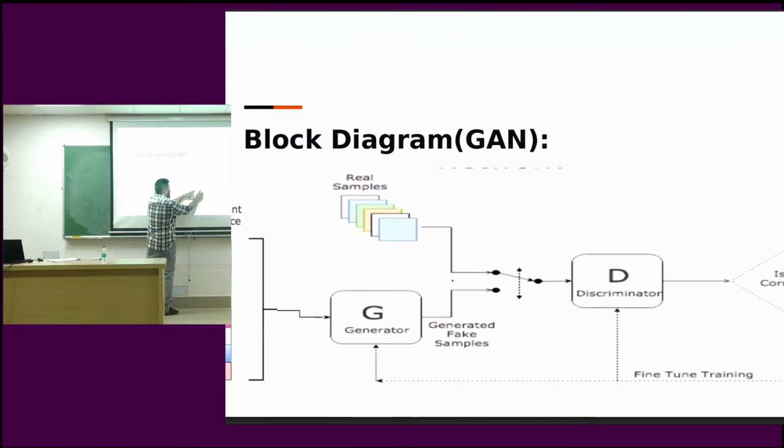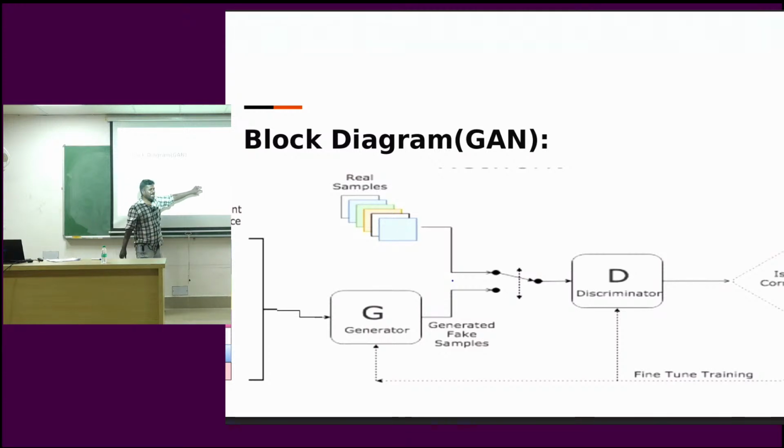If it doesn't, it gets a loss. And if the discriminator says that this is a fake sample, the generator gets a loss. So two losses are there: one loss for the generator, another loss for the discriminator. They conflict with each other. They fight each other, but nobody wins at the end.